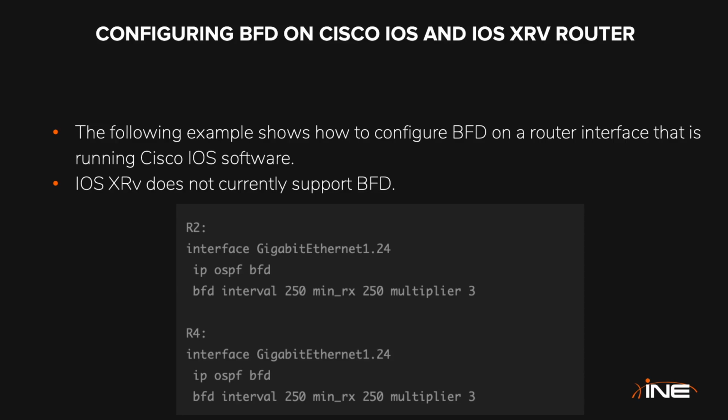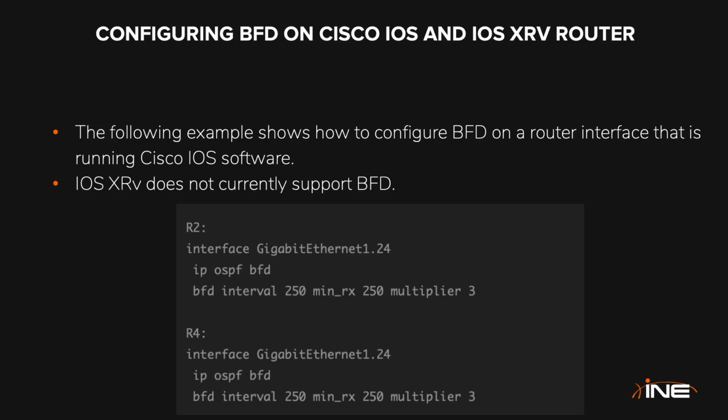So the first thing that you would do is either you give the command ip ospf bfd under the interface to activate BFD for the OSPF process. This basically tells OSPF to register with BFD. Or I could give this globally by going under the routing process and saying bfd all-interfaces.